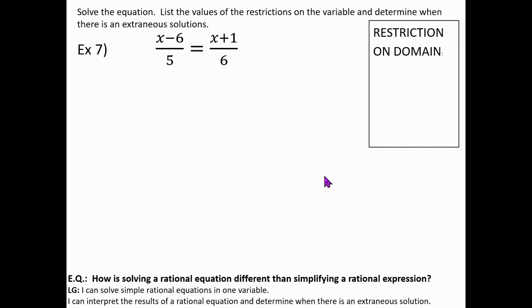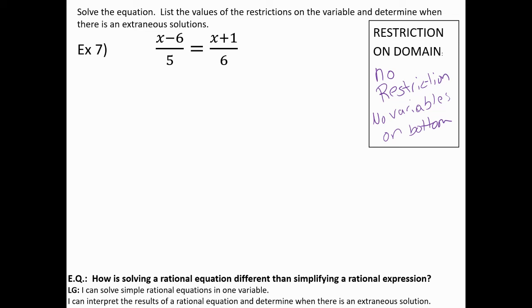Okay, so now we're going to go ahead and do example 7. Just like before, we're first going to list our restrictions on the domain. But hopefully you look here, this is a 5, this is a 6. We have no variables in the denominator, okay? So there are no restrictions. There are no restrictions because we don't have any variables in the denominator. No variables on bottom. All right, so we checked that.